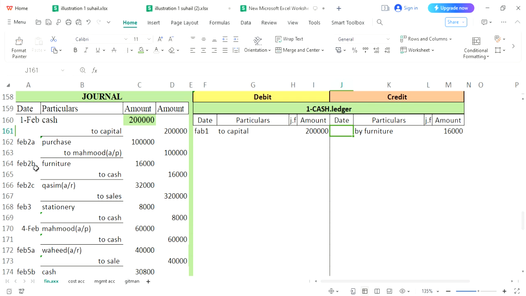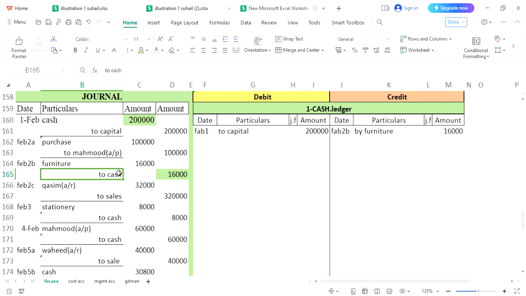Look at the date, February 2. So put date February 2 over here. Date is mentioned, reference is mentioned, amount is posted. That means this 16,000 has been completed. So mark it as done. Now, it's not the end of cash.